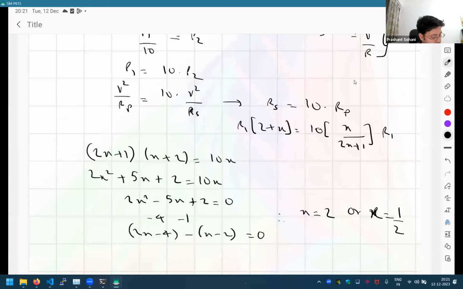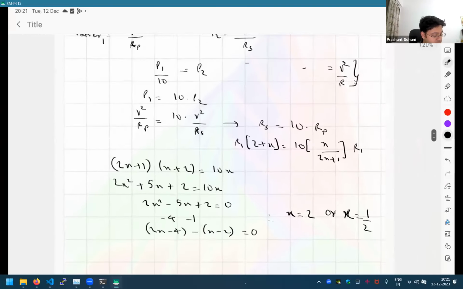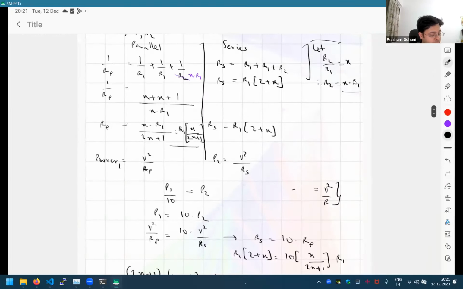So both answers are possible. But again, if you go back to the question, read carefully. What is x, by the way? We had assumed x in our solution as R2 upon R1, right?